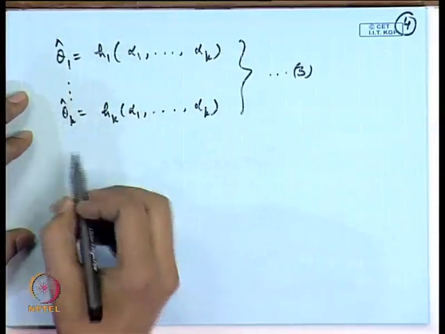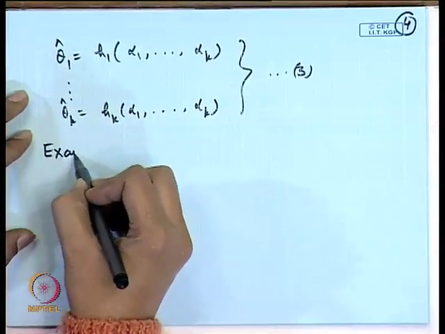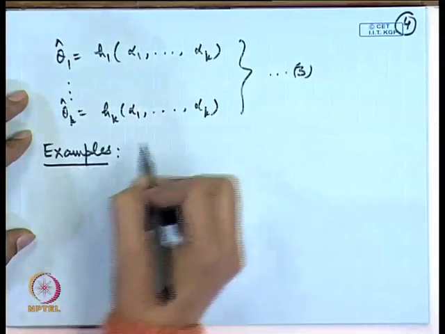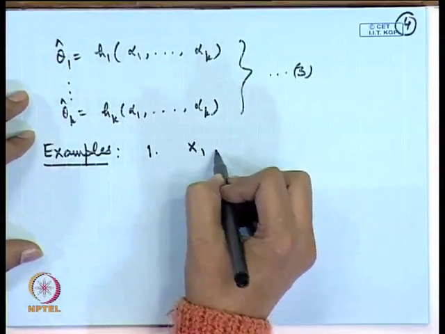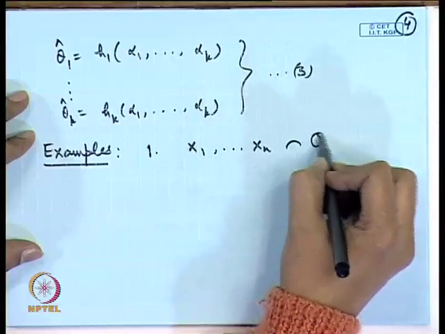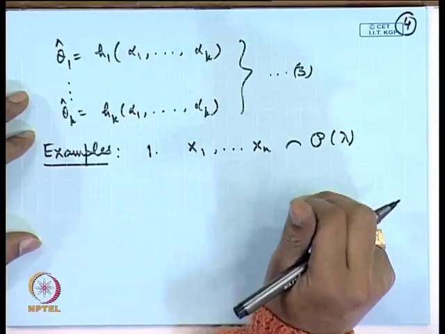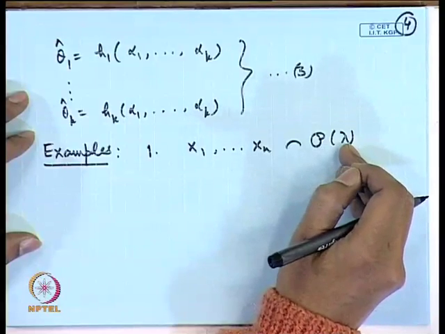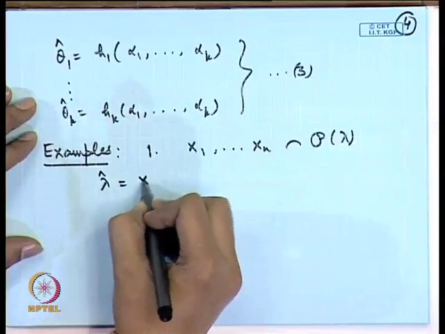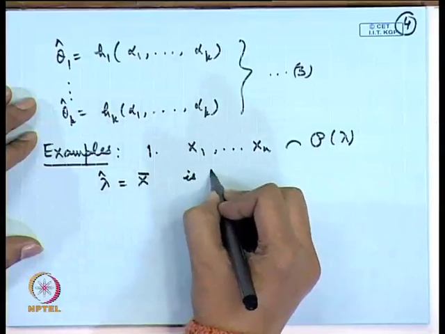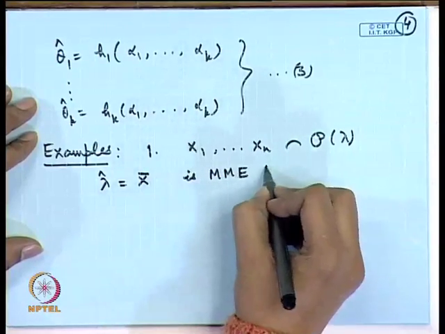So, let me start with certain examples here. The simplest one, for example, I may consider say X1, X2, ..., Xn follow a Poisson lambda distribution. Now, this is a one parameter case. So, I need to take up only the first moment. Now, we know that the first moment of the Poisson distribution is lambda and the first sample moment is X bar. So, lambda hat is equal to X bar. So, this is the method of moment estimator of lambda.